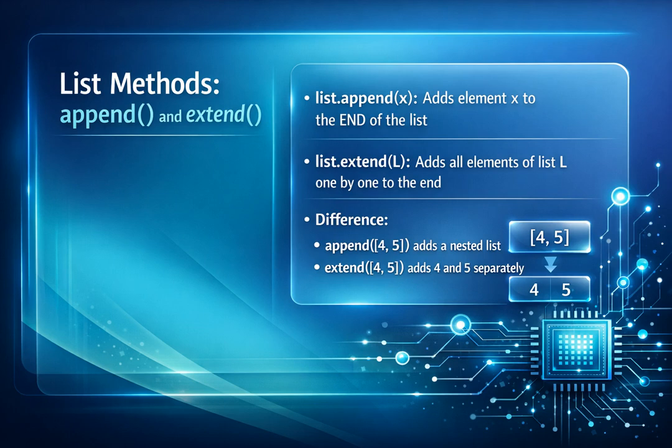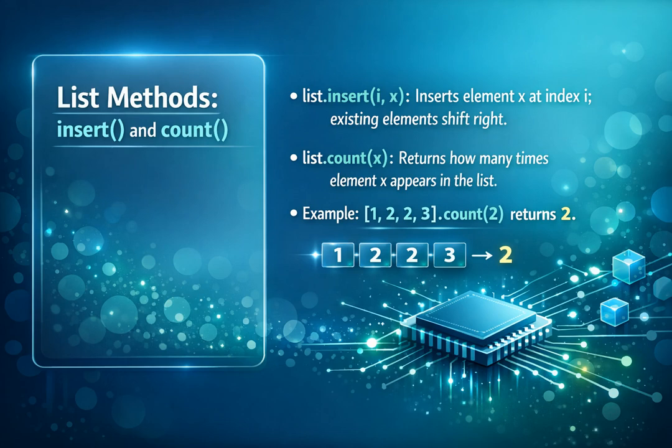The append method adds a single element to the very end of a list. The extend method adds all elements from another list one by one. The key difference is that append of a list within brackets creates a nested element, while extend flattens it and adds each item individually. The insert method takes two arguments, an index position and a value. It inserts the value at the given position, shifting all subsequent elements one place to the right.